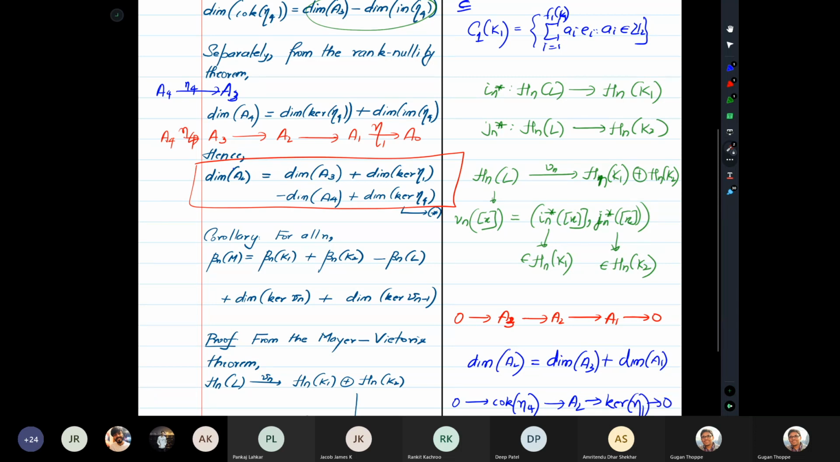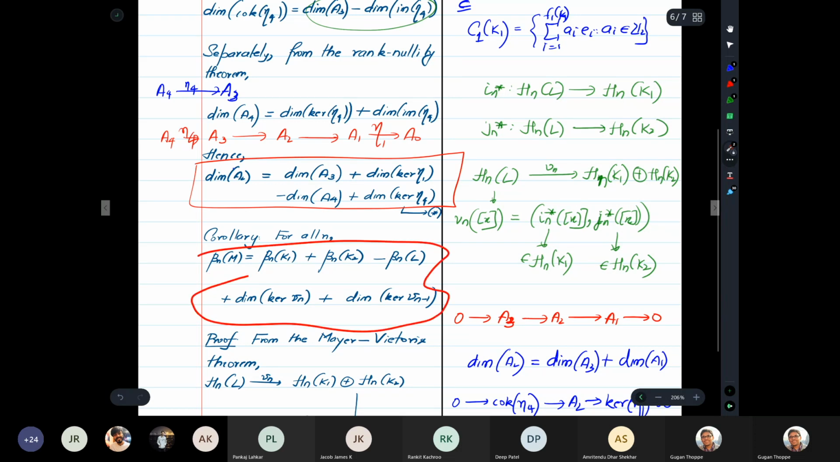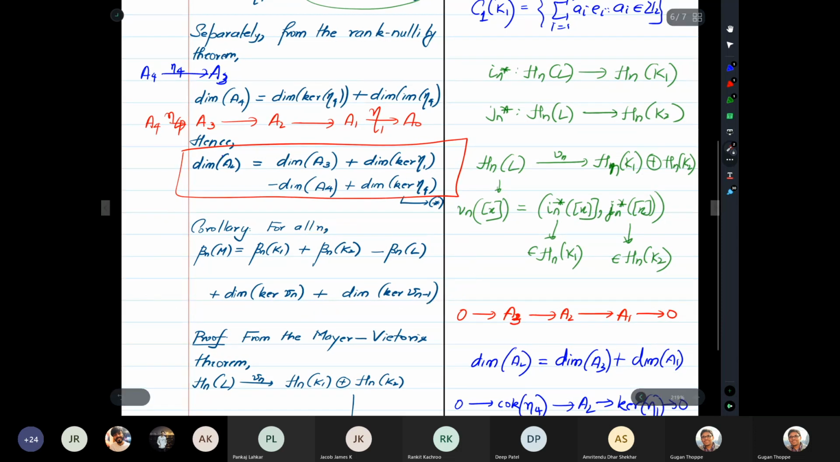And now, if you recall in this Mayer-Vietoris theorem, we had such a sequence, right? And now if you substitute each of them, think of what should be A4, A3, A2, A1 and A0. If you substitute and make use of this relation, you will end up with this result over here. Okay, so this is the result that is of use to us. So let us try and read this result. What this result says is that the nth Betti number of M equals the nth Betti number of K1 plus the nth Betti number of K2 minus the nth Betti number of L plus dimension of kernel of mu n plus dimension of kernel of mu n minus 1, right?